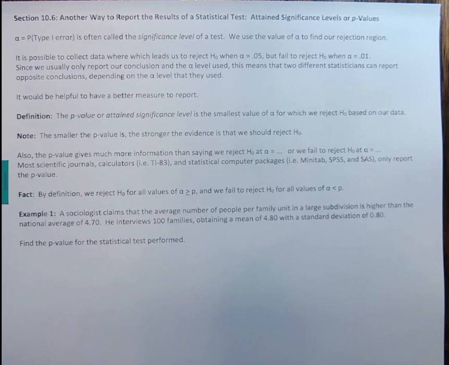And so we've got the definition here. The p-value or obtained significance level is the smallest value of alpha for which we reject the null based on our data. And so the smaller the p-value, the stronger the evidence we should reject the null.